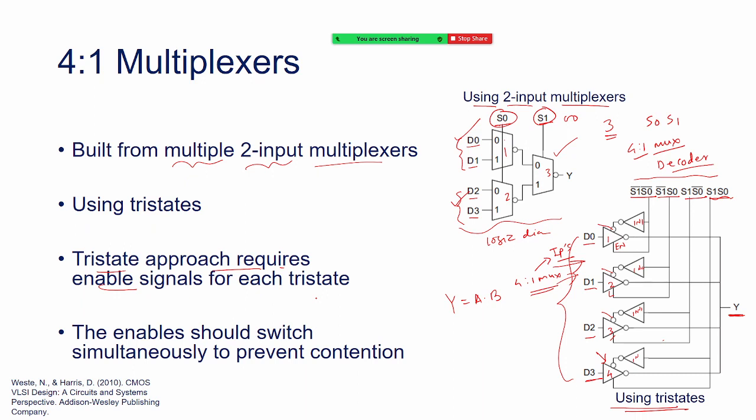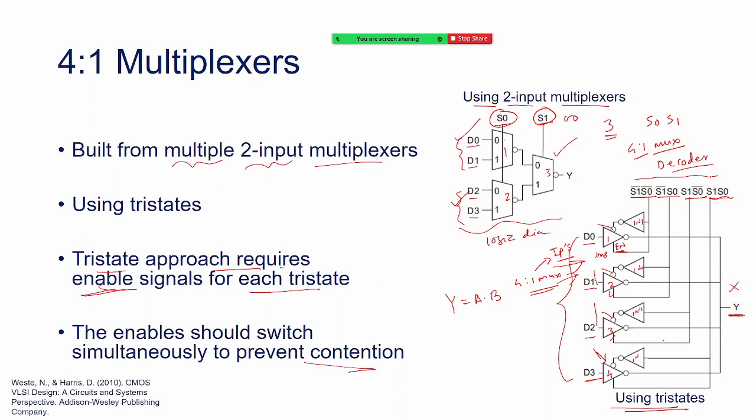Okay, sir. Yeah. So now we see that the tristate approach always requires an enable signal for each tristate, and this enable should switch simultaneously to prevent contention. For instance, I have 4 enables. The enable signal is coming to these 4 tristates, and somehow the enable signal to the D0 gate comes 1 millisecond earlier than the rest of the 3. What will happen? The logic will malfunction. So that is called contention.